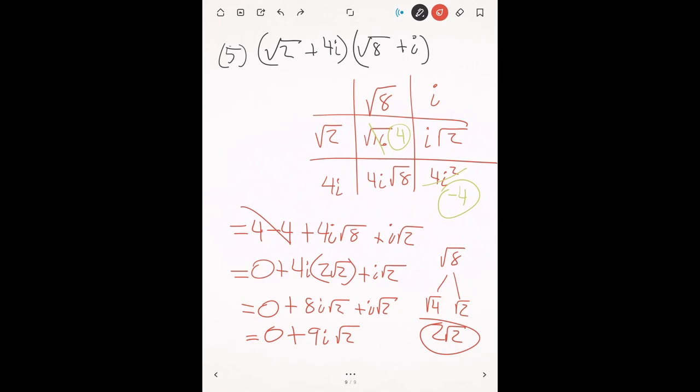I would still like your answer written as 0 plus 9i root 2. I don't want you to ignore this 0. Don't ignore the 0. Make sure to include it, because this says, hey, I still have a complex number, but I definitely know that its real part is going to be 0. It doesn't have a real part. This helps me when graphing, and this helps me when interpreting the situation, okay?